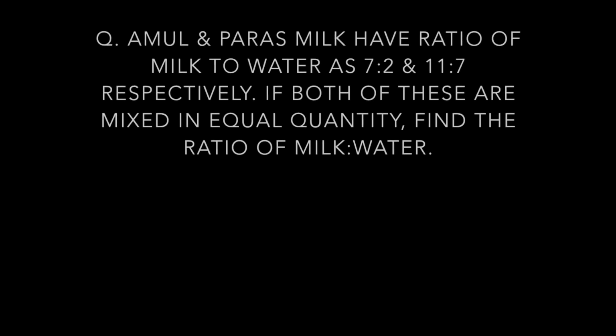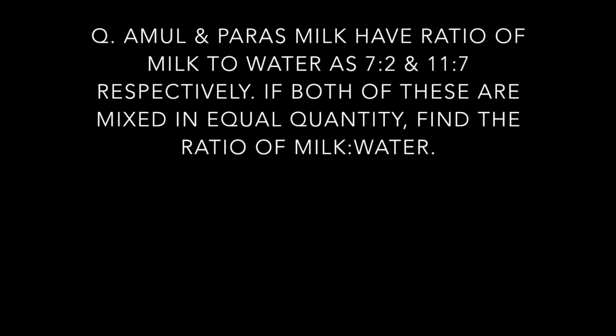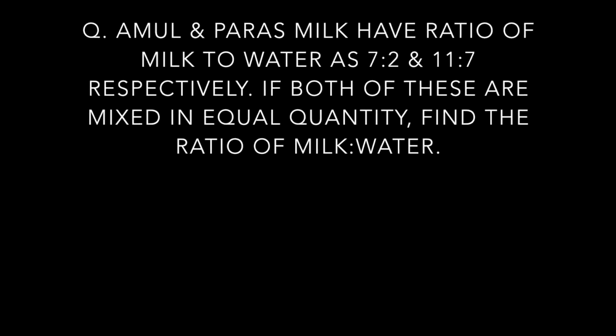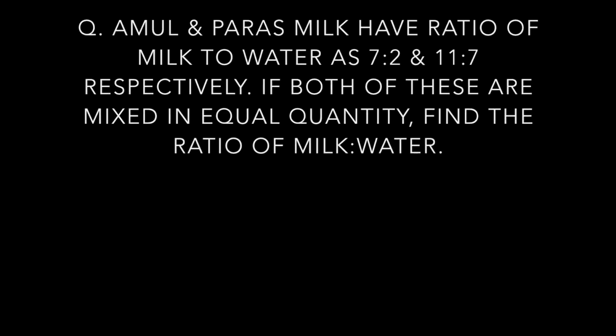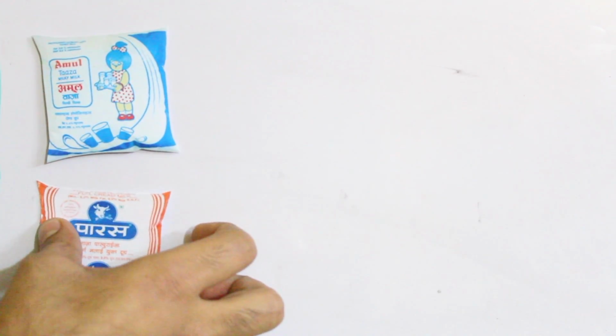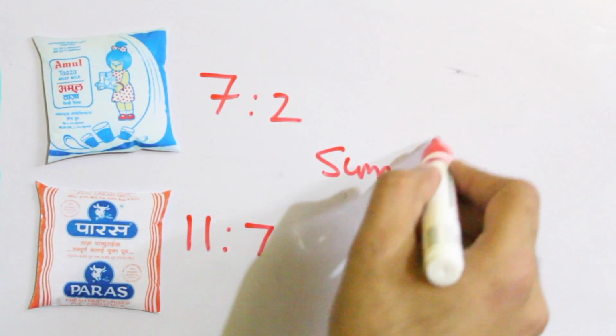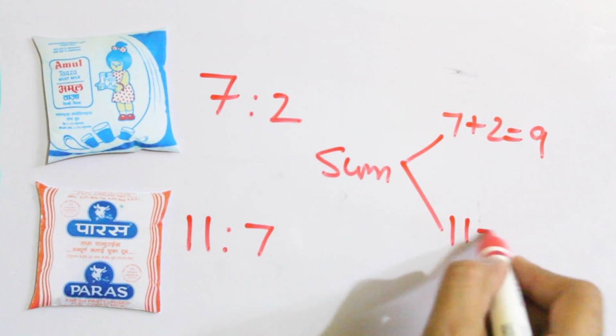Question 4. Amul and Paras milk have ratio of milk to water as 7:2 and 11:7 respectively. Both of these are mixed in equal quantity. Find the ratio of milk to water. We start by summing the antecedent and consequent of each ratio: 7 plus 2 and 11 plus 7. We get 9 and 18.